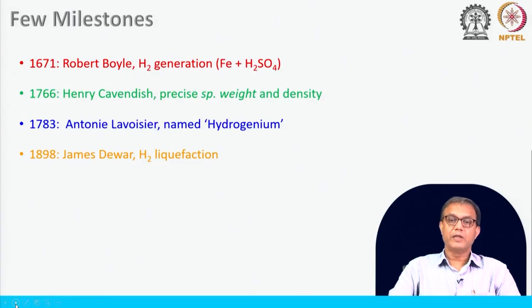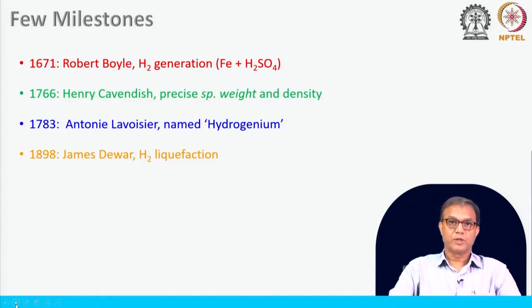It was James Dewar in 1898 who first liquefied hydrogen. During that time it was known that some gases were so-called permanent gases, like nitrogen, oxygen, helium and hydrogen. All these gases, it was thought, cannot be liquefied just by applying pressure, and later on it was found that the concept is not correct and they were able to liquefy hydrogen.